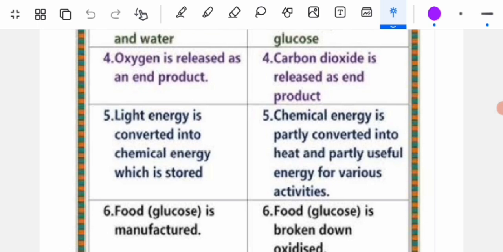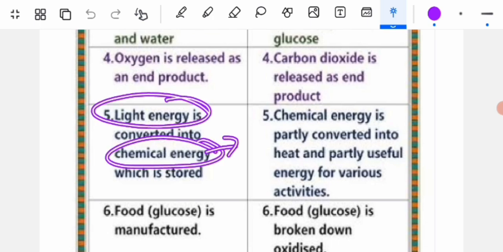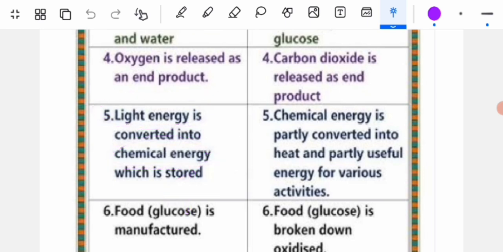In photosynthesis, we convert light energy to chemical energy. What is the chemical energy here? Glucose. यहाँ पर chemical energy is partly converted into heat and partly into useful energy for various activities. That is converted in the form of ATP है ना, that is in the form of energy. The chemical energy we take in the form of glucose is converted into some energy and some other partly useful things है ना.